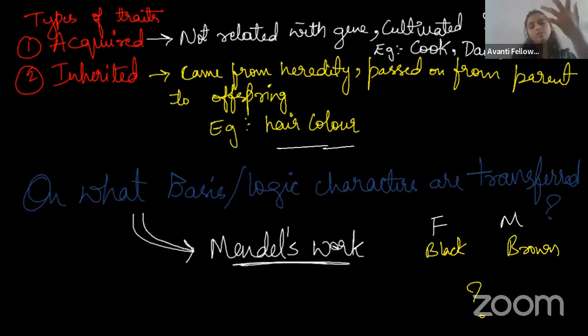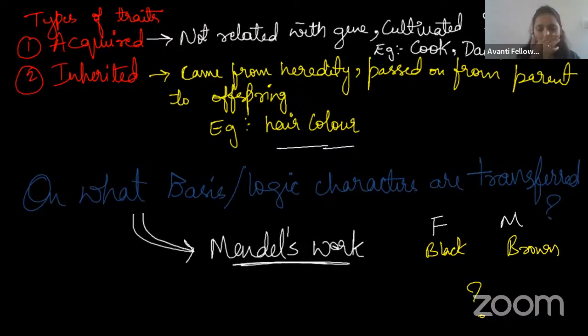Okay. When we are talking about the inherited, that comes from my parents. For example, my parent has brown hair. Because of that, I also got brown hair. Some parents have white hair, and the baby also has white hair. So all those things are inherited. Those are passed from the parents to the offspring.